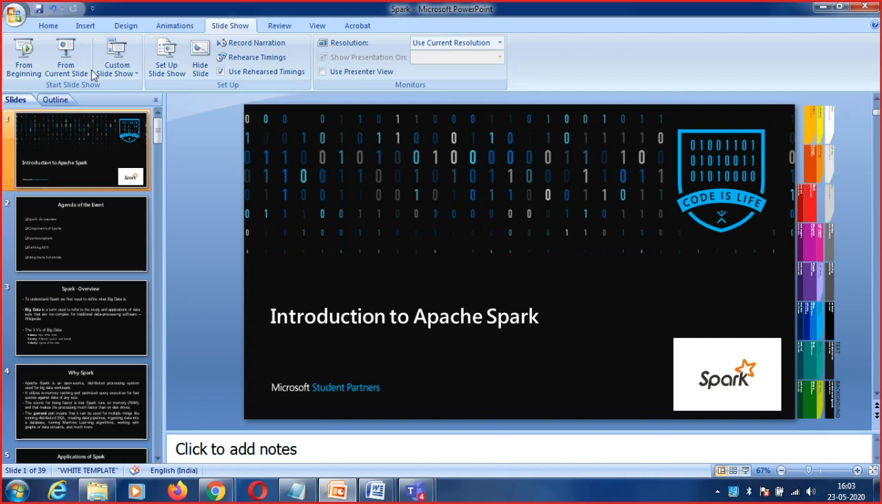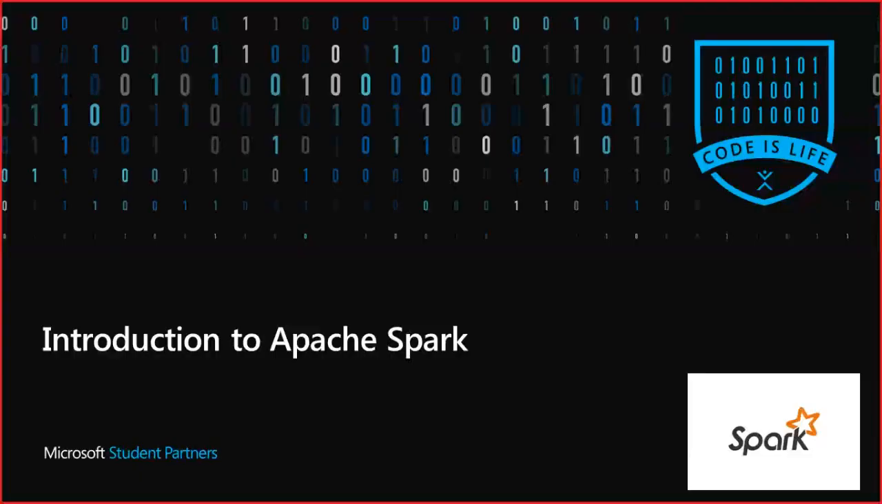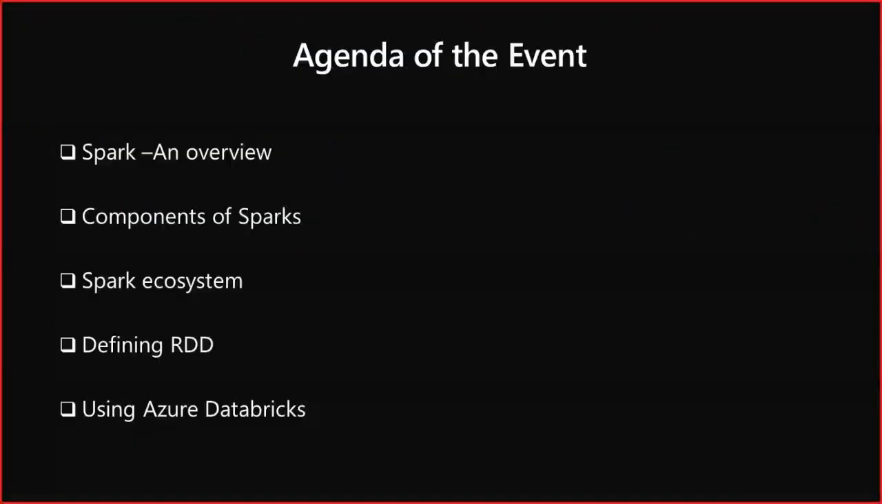So the agenda of the meeting is like this. First, we'll go through the overview of Spark. What are the components through which Spark is built? How the ecosystem of Spark works, and then we'll move on to defining RDDs, around which most of the Spark ecosystem works. And at the end, we'll see a demo using Azure Databricks, a service provided by Microsoft Azure for working with Spark. So let's get started.